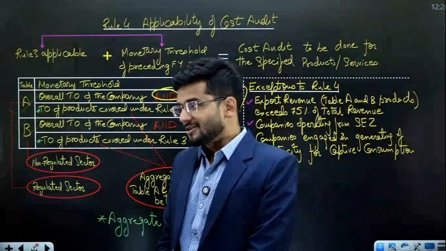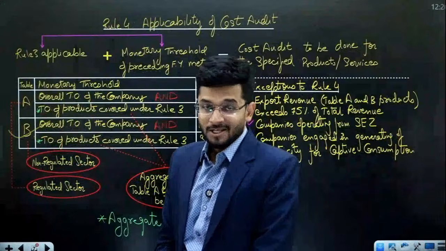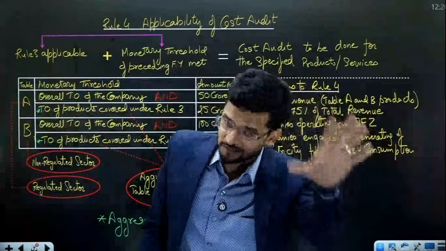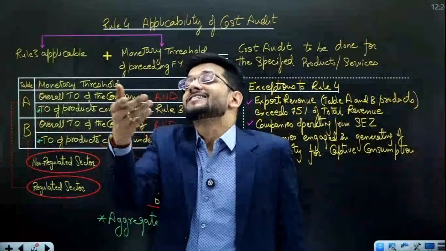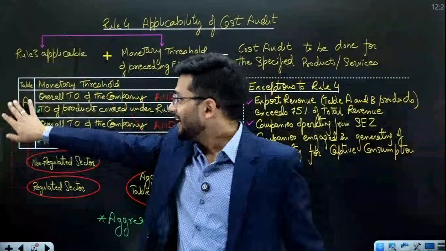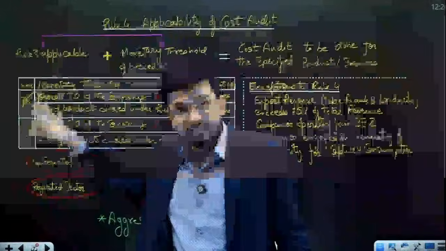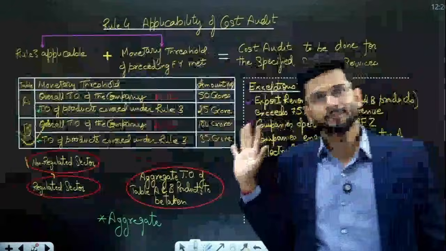Now, the important point of consideration over here: limits are different for A and B. So it is very much possible that cost audit is to be done for product A and not B, or vice versa. It is possible that cost audit is done for A but not for B, or cost audit is done for B but not for A. This is very much possible because there are individual threshold limits.